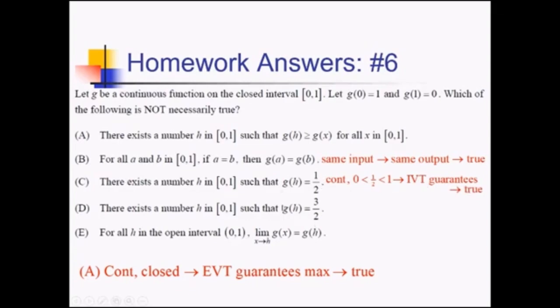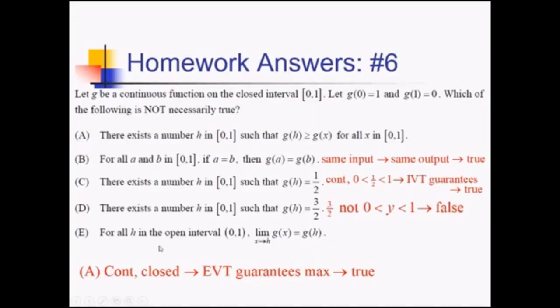D is kind of like C, only now it's 3/2 instead of 1/2. Well, 3/2 is not between 0 and 1. So although we might hit the y value 3/2, we're not guaranteed to hit it. Because we're not in that interval, we can't guarantee it. This is not necessarily true, therefore it's false.